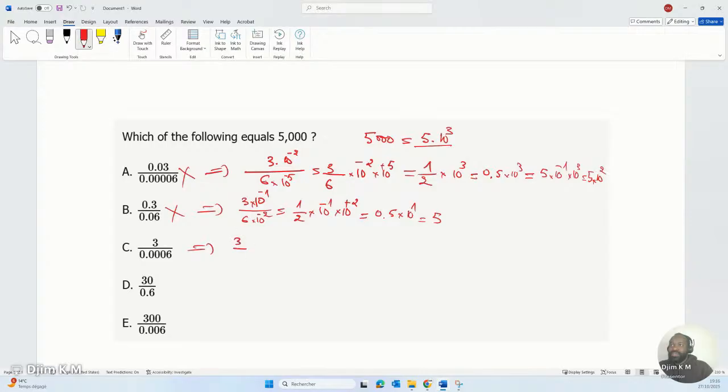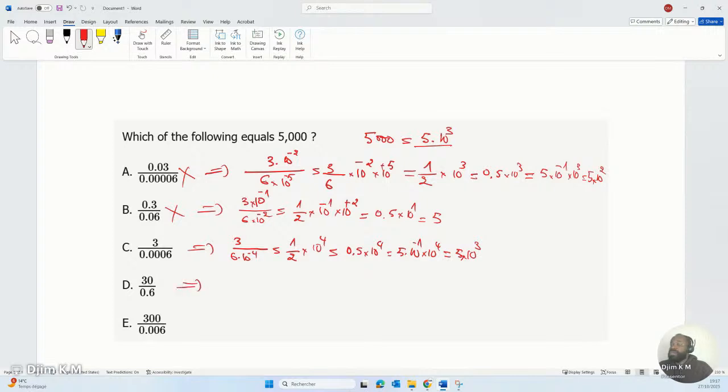This is 3 over 6 times 10 to the power minus 4. So after the decimal point here, we have 1, 2, 3, 4 values. So it's going to be 1 over 2 times 10 to the power 4. And this will be 0.5 times 10 to the power 4, which is 5 times 10 to the power minus 1 times 10 to the power 4, giving 5 times 10 to the power 3. So this seems to be our answer.